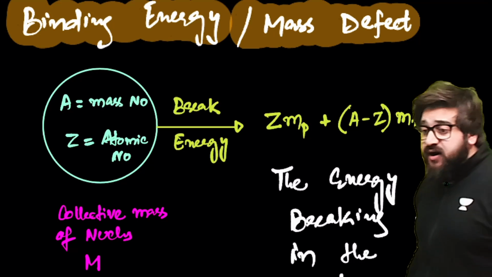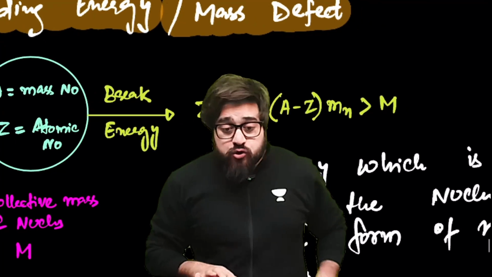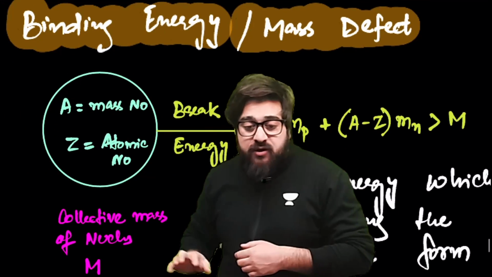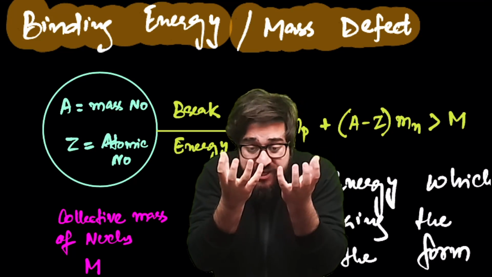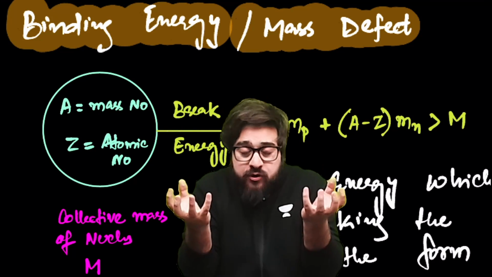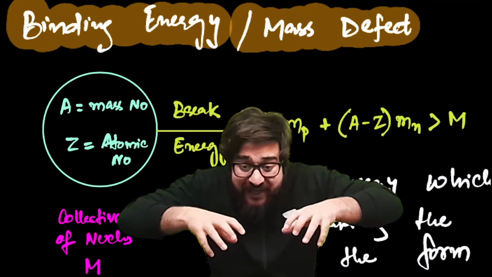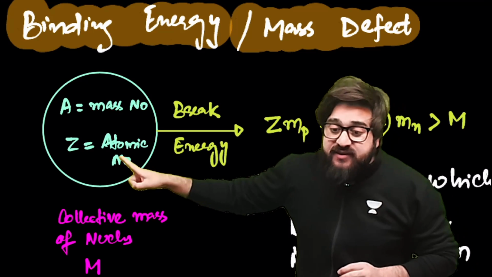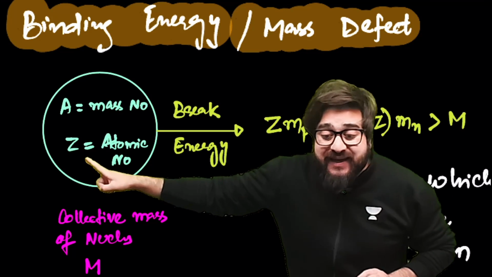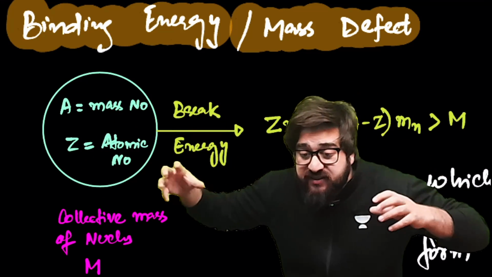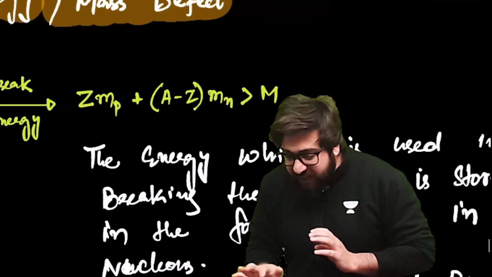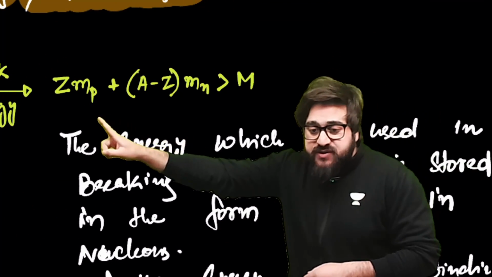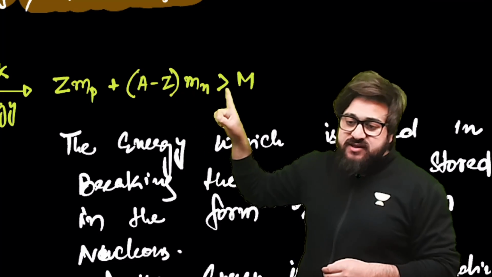We say, sir, (A minus Z) into mn. So what I'm trying to say in this particular case is, if you break a nucleus, after breaking, you measure the mass of those nucleons present inside it, and that comes out to be greater than the collective mass when these protons and neutrons were inside the nucleus. So that is what is mentioned over here: Z mp plus (A minus Z) mn is greater than M.